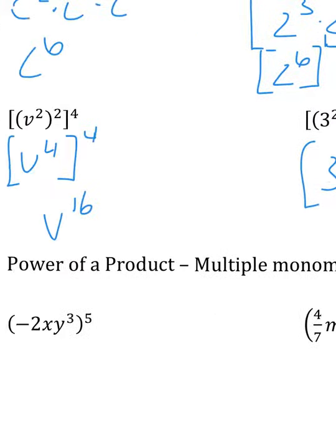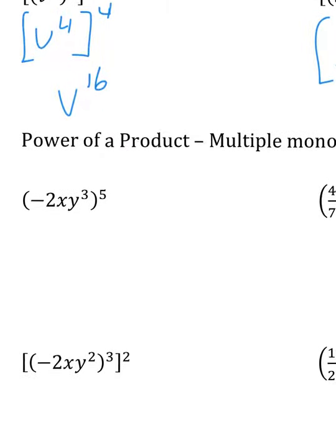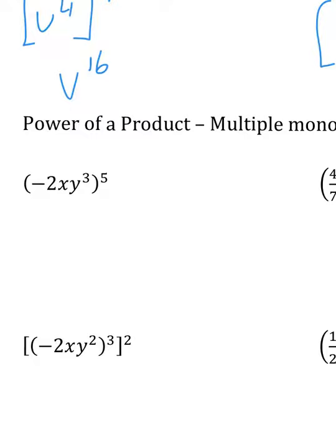Now we also might have a power of a product, which would mean multiple monomials raised to the power. So for example, in this one, we have all of these different things inside the parentheses that are going to be raised to our power. We'll start with negative 2 to the 5th, so negative 2 raised to the 5th power. And then we have x raised to the 5th power. Well, that's really just x to the 1st raised to the 5th, which gives us x to the 5th. And then y cubed to the 5th, we multiply those exponents, so that gives us y to the 15th.